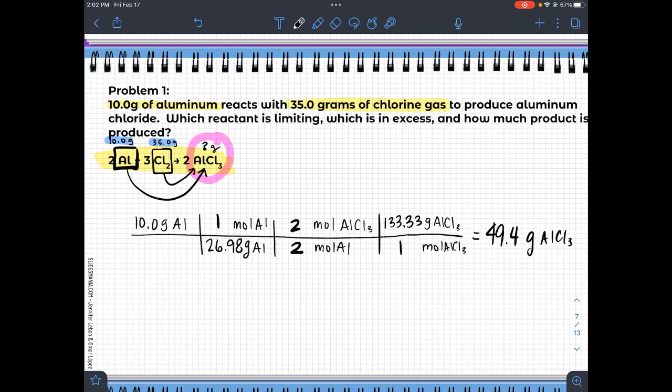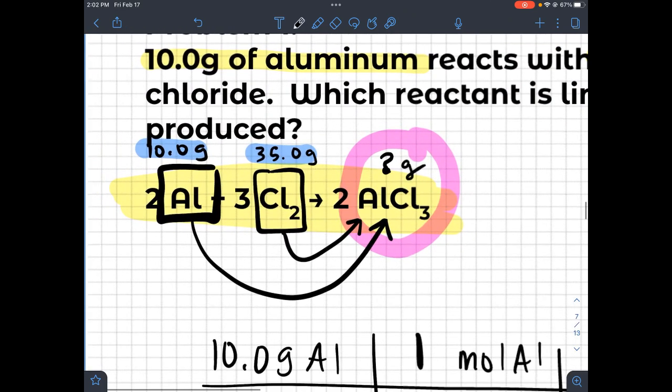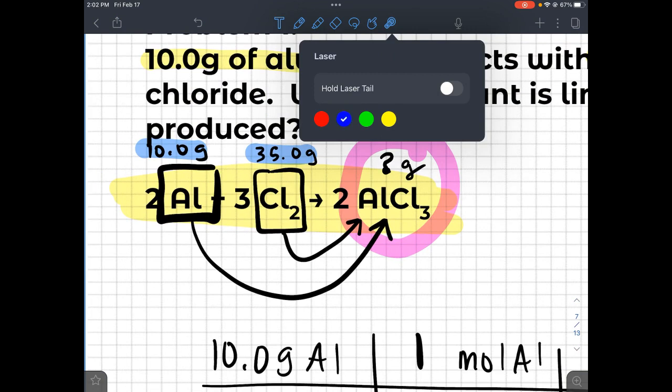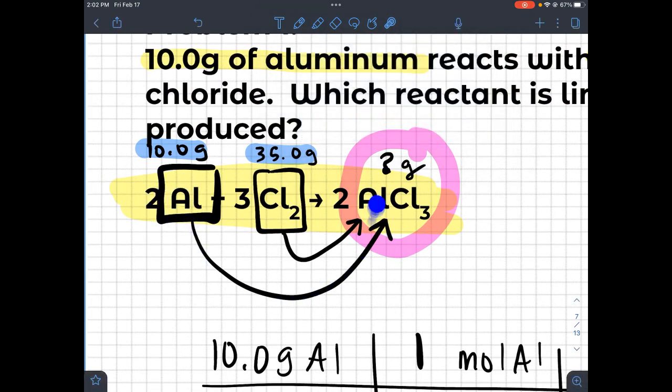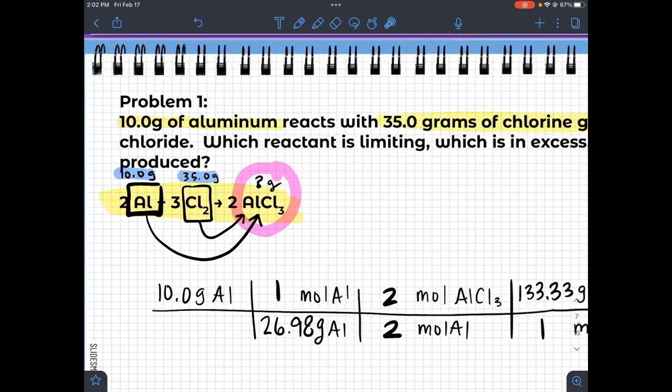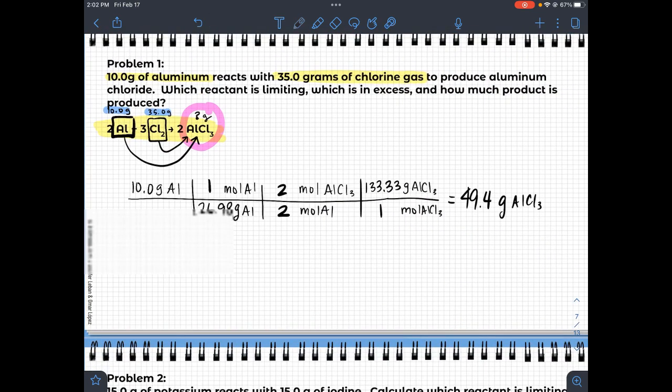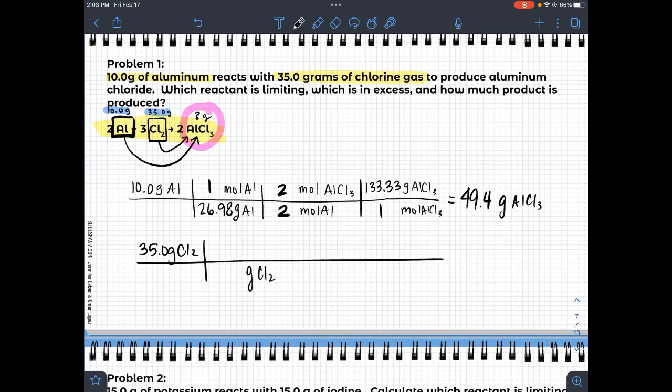Now, when we're doing a limiting reactant problem, you are going to do 2 of these calculations. So we just did, if I zoom in here and look at my plan, 1 calculation from aluminum over to aluminum chloride. Now we're going to do the same thing, but starting with the other chemical, chlorine to aluminum chloride. So this time we're going to start with the 35 grams of chlorine. 35 grams of Cl2, chlorine. Bring down diagonal grams of chlorine, go to moles of chlorine.